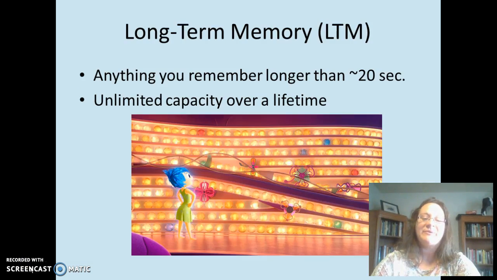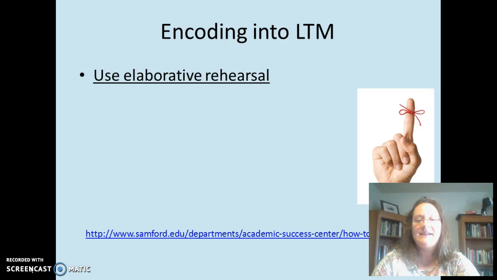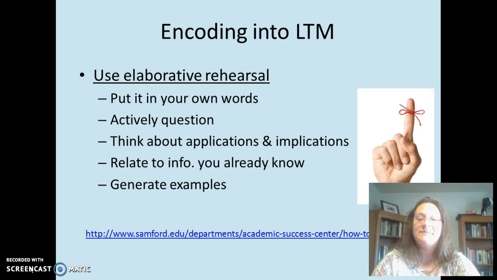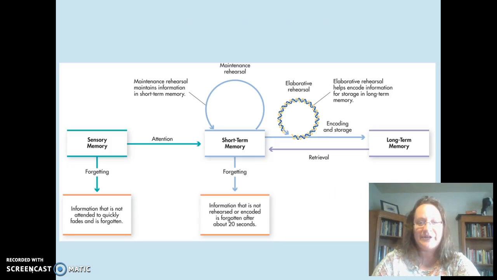For long-term memory, a lot of people think that long-term memory is more of who you took to senior prom or the name of your first dog, but really things get into long-term memory if you remember them longer than approximately 20 seconds or so. We think long-term memory has an unlimited capacity. If you really want to get things into long-term memory, just rehearsing them, that maintenance rehearsal, is not going to do it. So we'd say instead to use elaborative rehearsal, and here are some ways you might do that: things like generating examples, putting it in your own words.